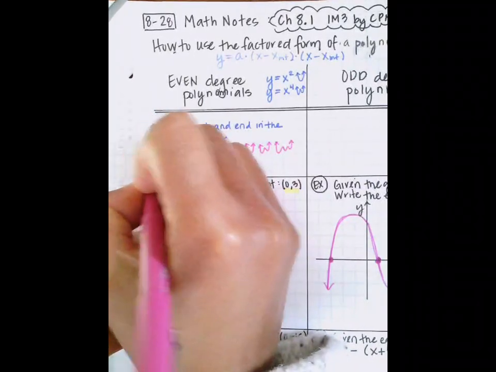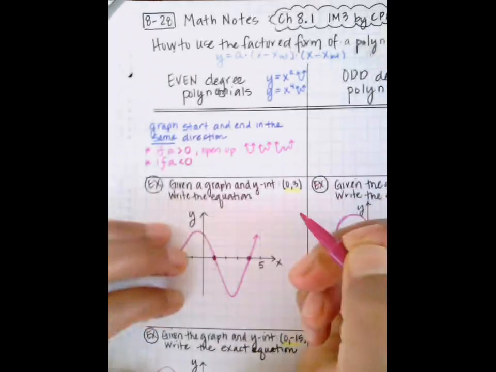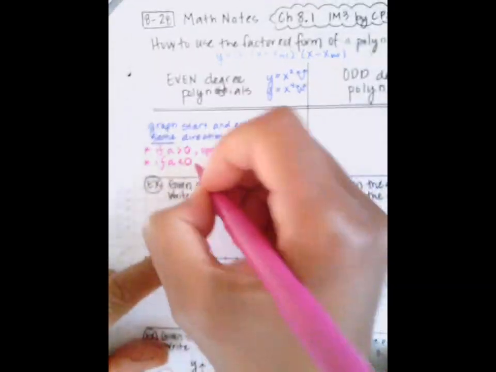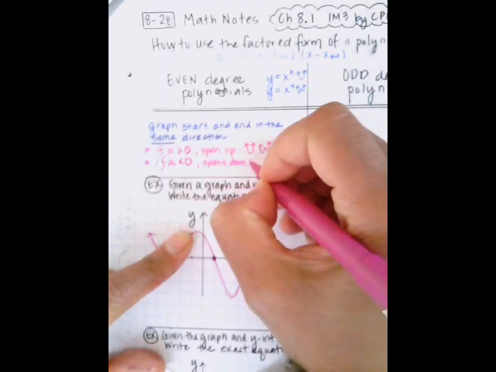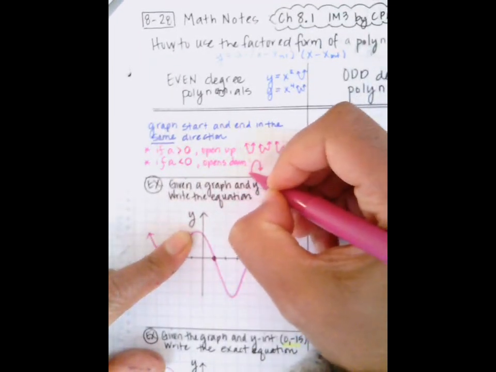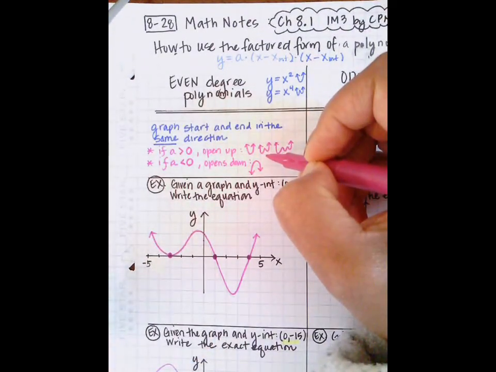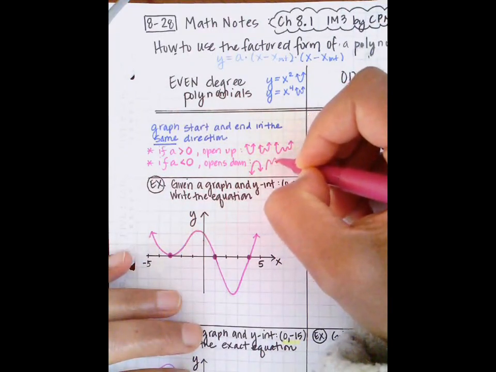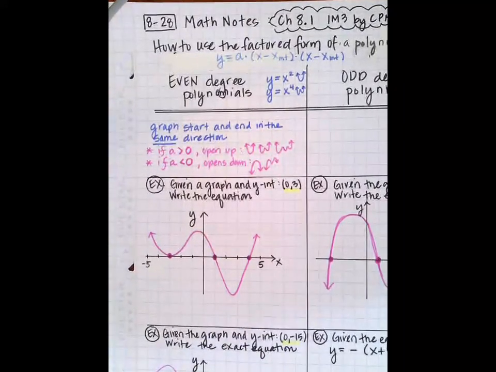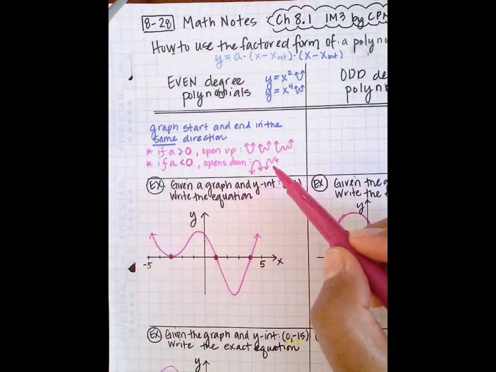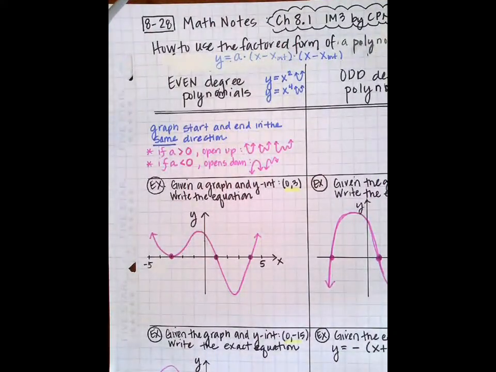However, if a is negative, if the stretch factor or the leading coefficient's value is negative, it opens down. And again, we can think about how it opens because it starts and ends the graph in the same direction. And the same thing with y equals negative x to the fourth, that looks kind of like an m. And we can continue that extension onto polynomials that have any type of even power. So I wanted to do a couple examples as well today. So you see those below.